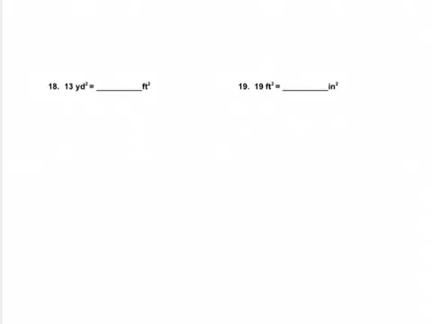Going on to number 17, this is again small to large, which means I'm going to divide. So 6,480 divided by how many inches are in a yard? Well, that's 36, but I have to square it. So 6,480 divided by 36 squared would be 5.